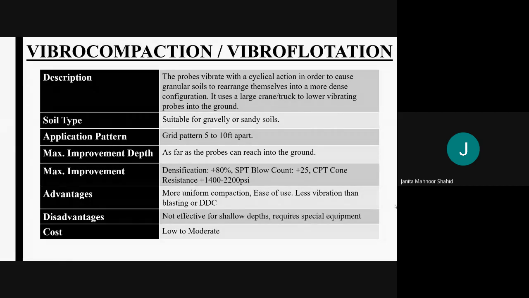This vibrofloat imparts horizontal vibrations of 30 to 50 hertz frequency into the ground and breaks down the frictional contact between the soil particles and reduces its effective stress, resulting in a dense soil structure. The application is done in a grid pattern with 5 to 10 feet spacing between each probe insertion point. Coming up next is the visual representation of this method.